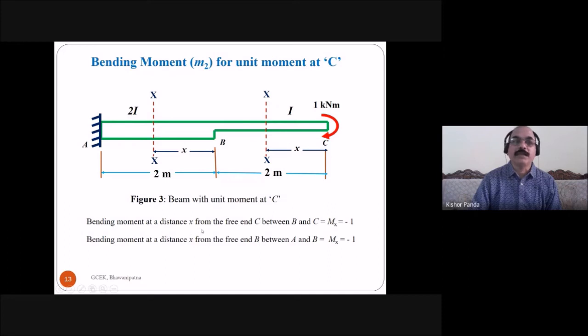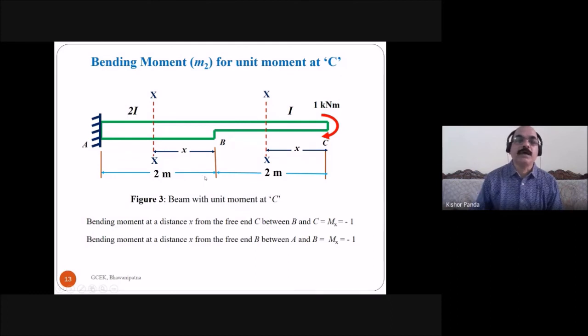Bending moment at a distance x from the free end C between B and C is equal to mx is equal to -1, because this is the moment. Here the moment is minus, mx is equal to -1. Similarly, bending moment at a distance x between A and B, mx is equal to -1. So here also the bending moment is -1.